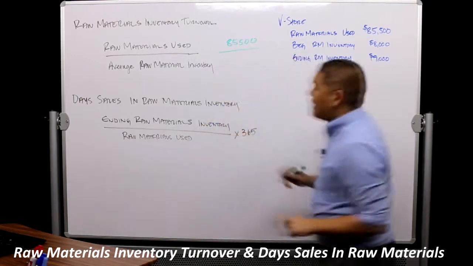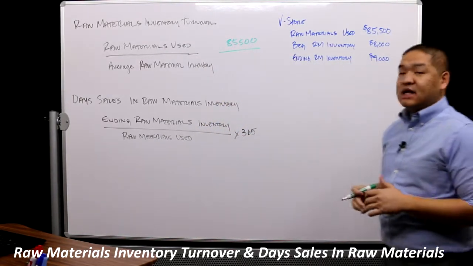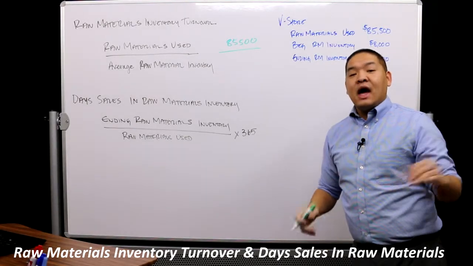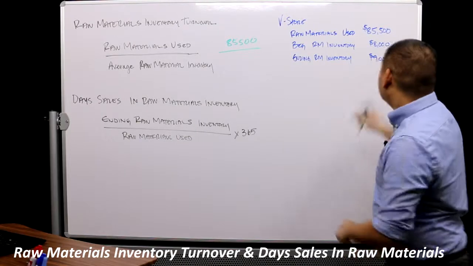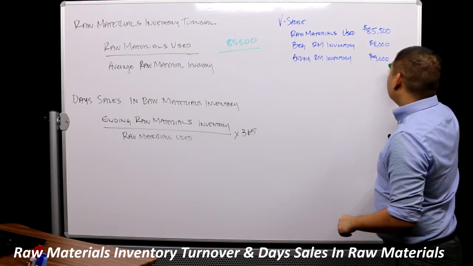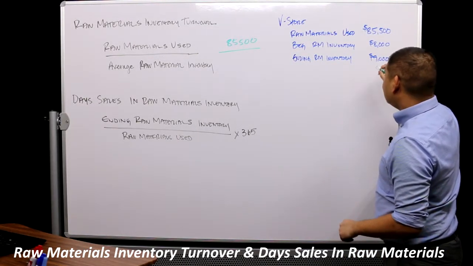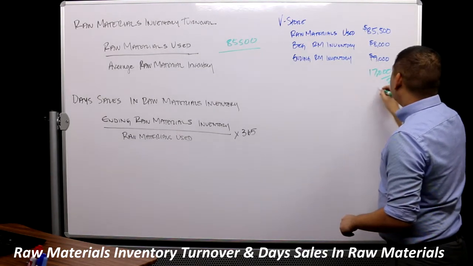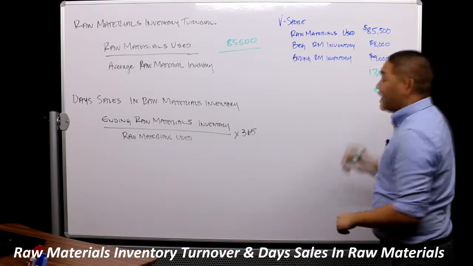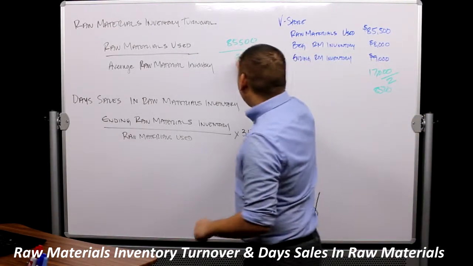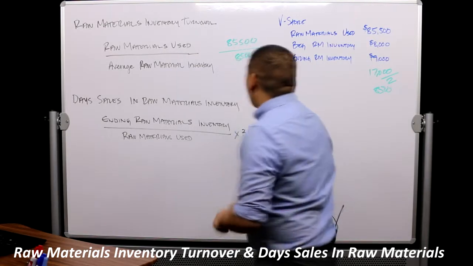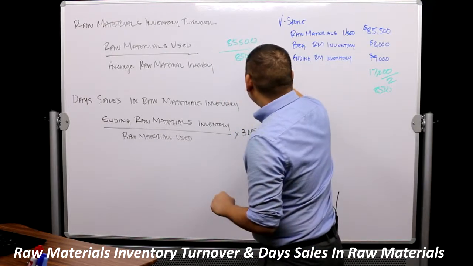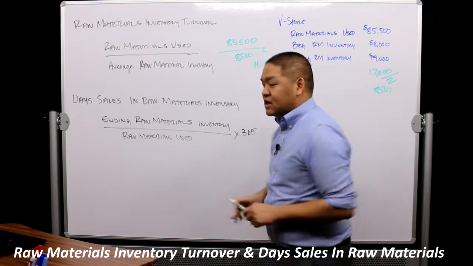Okay, and we divide that by the average raw materials inventory, and like I said, if it's not given to us, we take the beginning plus the end and we divide it by 2. So 8 plus 9 gives us 17, divided by 2 gets us 8,500. So 8,500 goes there. So 85,500 divided by 8,500 gets us 10. So what are we saying?